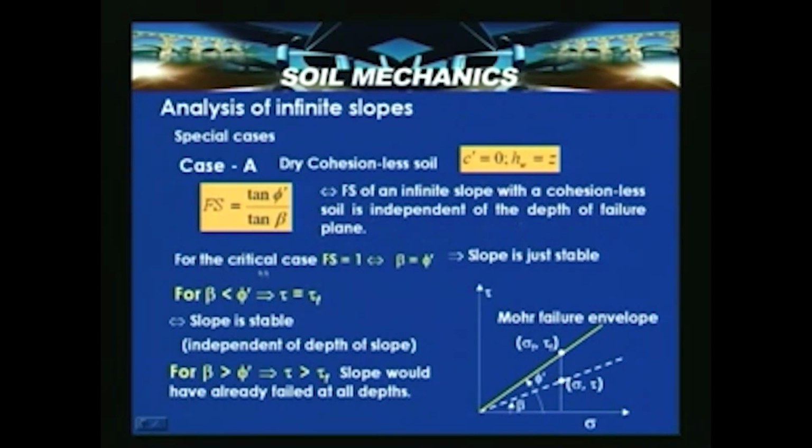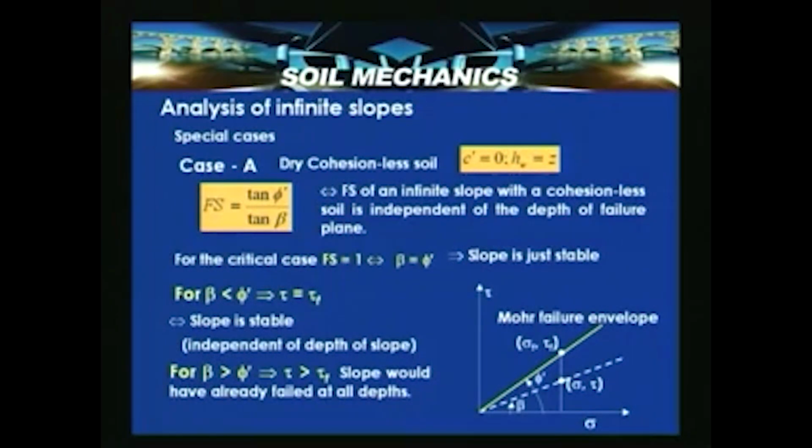So, for the critical case, factor of safety is equal to 1, that is, for the critical case when factor of safety is equal to 1, beta is equal to phi dash, the slope is just stable. This indicates that the slope is just stable. So, this is a classical example for angle of repose.